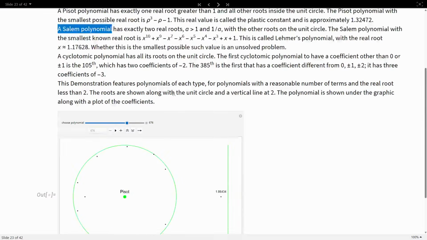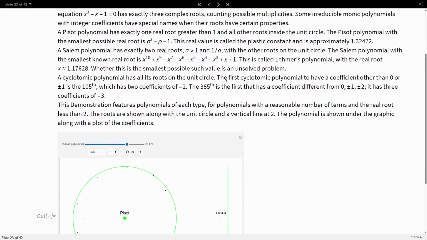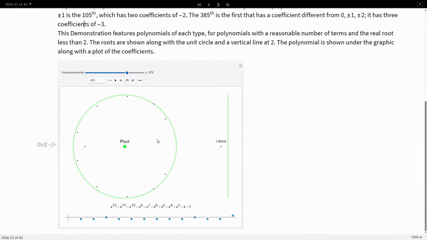It turns out that for cyclotomic polynomials, the 105th breaks the cycle of all coefficients being 0 or 1, because it has a coefficient of -2. And at term 385, we get a coefficient of -3. So this is a related set of weird polynomials.